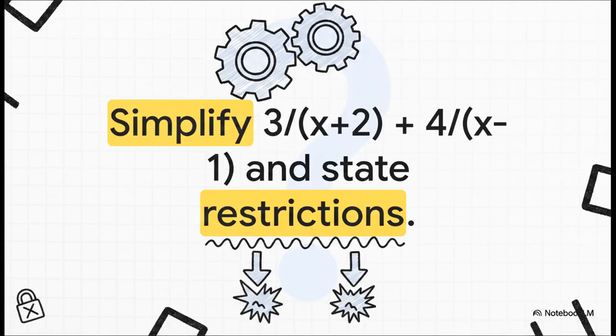And now, I'm going to leave you with this transfer task to try on your own. Evaluate and simplify the rational expression 3 over the quantity x plus 2 plus 4 over the quantity x minus 1. Go ahead and find your common denominator, combine them, simplify, and most importantly, do not forget to state those domain restrictions for x. If you can solve this, you have officially mastered today's core concepts.